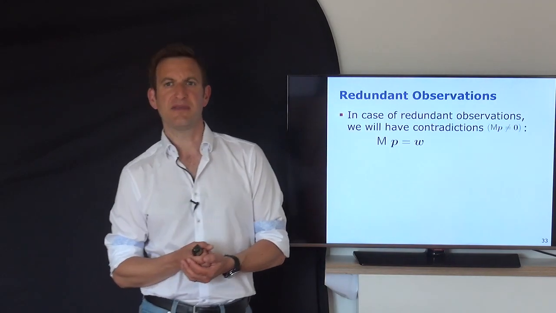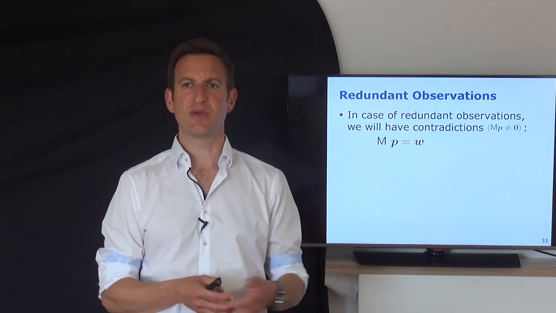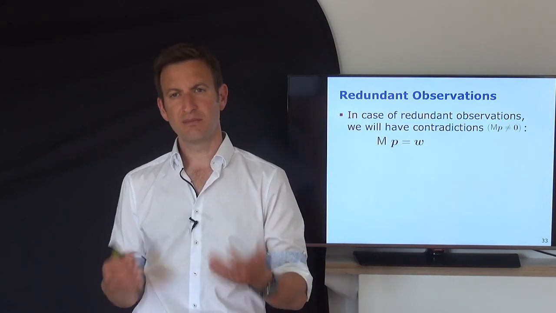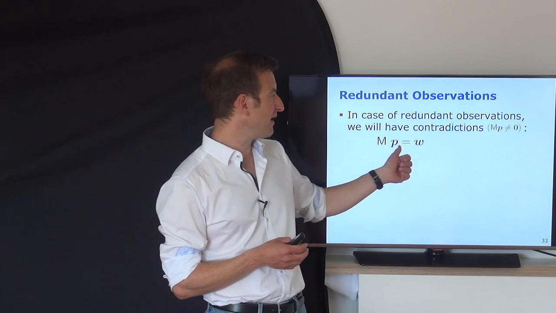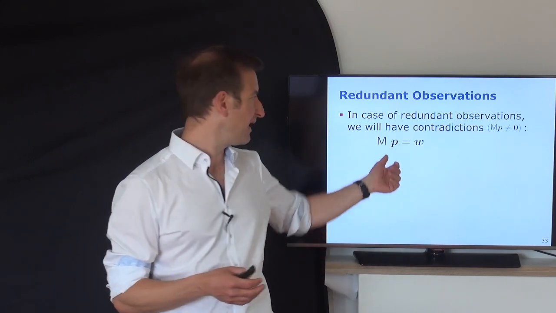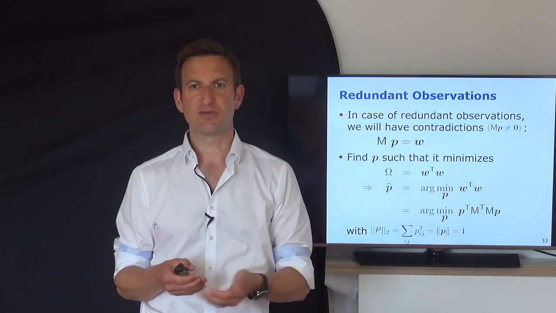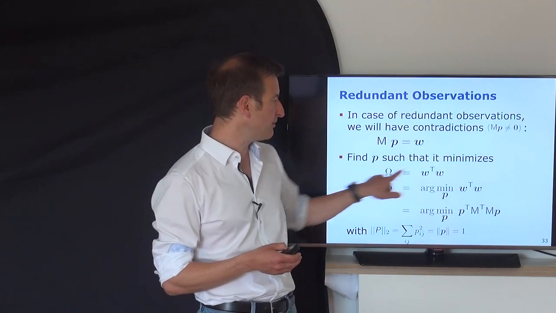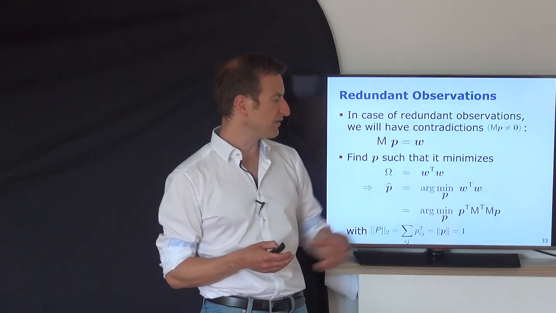In practice, however, we have the issue that we have redundant observations. That means we typically have more observations, thus more equations, than we have unknowns. So M times P will not be exactly zero. It will take values close to zero, but unlikely exactly zero. So we don't have MP equals zero, we have MP equals w with a small w. And so what we typically want to do is find a P that minimizes these w's, or minimizes w transpose w, so kind of the square of that. So we have basically our residuals, our error that we want to minimize, w transpose w, and we want to find the P that minimizes this expression.